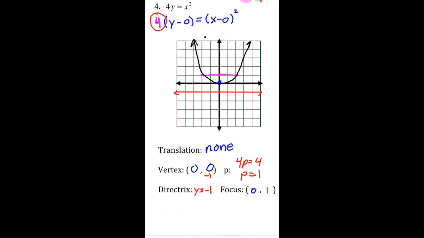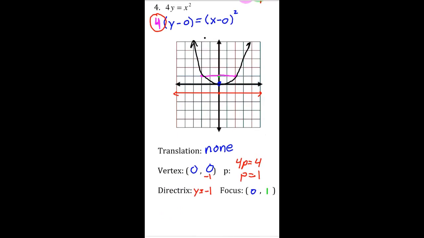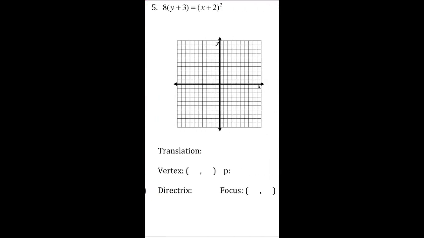Okay, hopefully this is getting easier now. Let's look at number 5. It already has the proper format, everything's there, so I can grab the vertex. We have -2 and -3. And that means they're translated left 2 units and down 3 units.